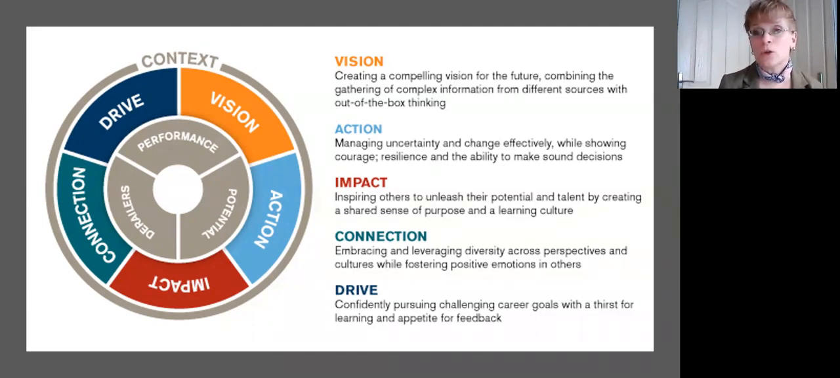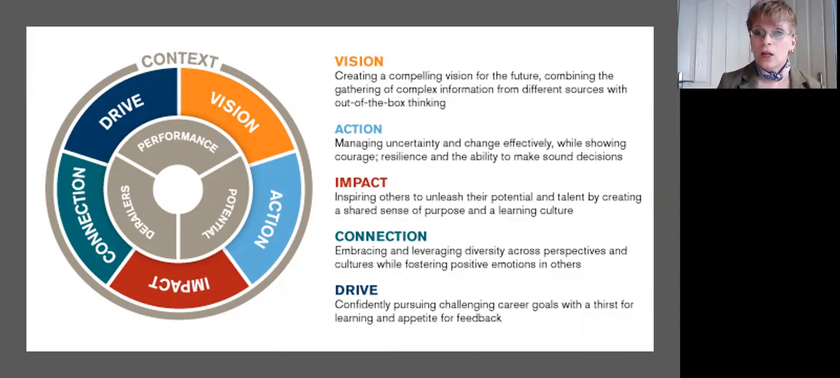And drive. So to have the initiative to pursue those goals, here it says career goals, we're talking about organizational goals. And also an appetite for feedback. A lot of leaders don't really welcome feedback so easily. They don't really want constructive criticism because they are confidently right. That's a dangerous position to be in. We have to also be able to accept feedback and really embrace it from all those around us.